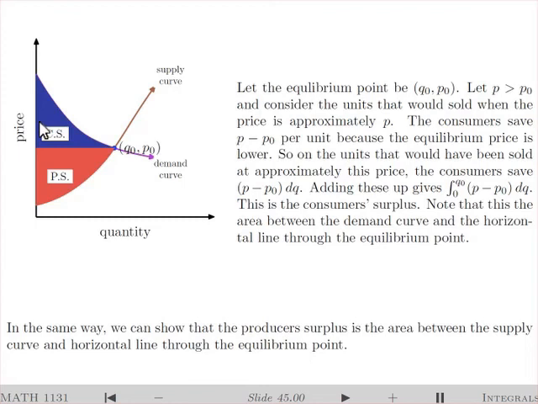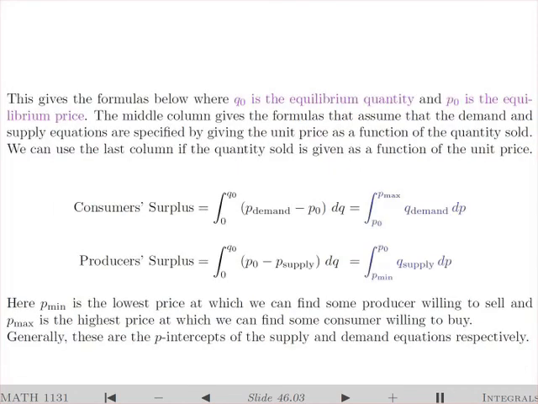For consumer surplus, horizontal strips would run like this. The left boundary is the price axis, which is Q equals 0. The right boundary is the demand curve, Q demand. Price goes from the equilibrium price up to the maximum price that anybody is willing to pay. That is the smallest price at which the demand falls to 0. I will denote this by P max. This means that the consumer surplus is given by the integral from P0 to P max of the demand quantity, integrated with respect to P.